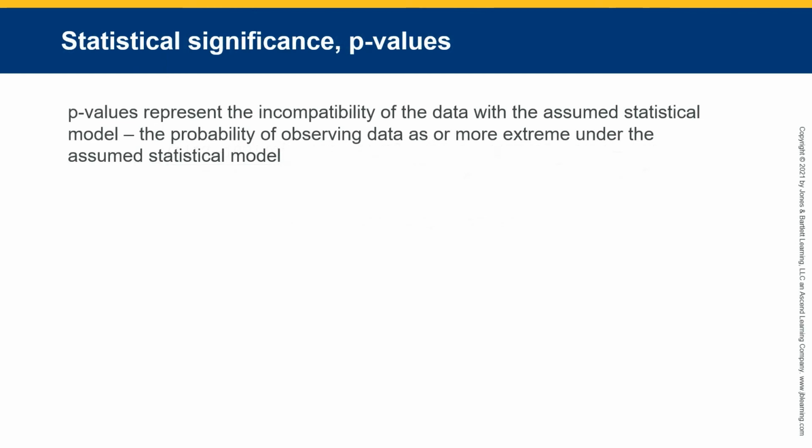summarize statistical significance, and that is through a p-value, which represents the incompatibility of our sample data with the assumed statistical model. Sometimes we say it's the probability of observing data as or more extreme under certain assumptions.